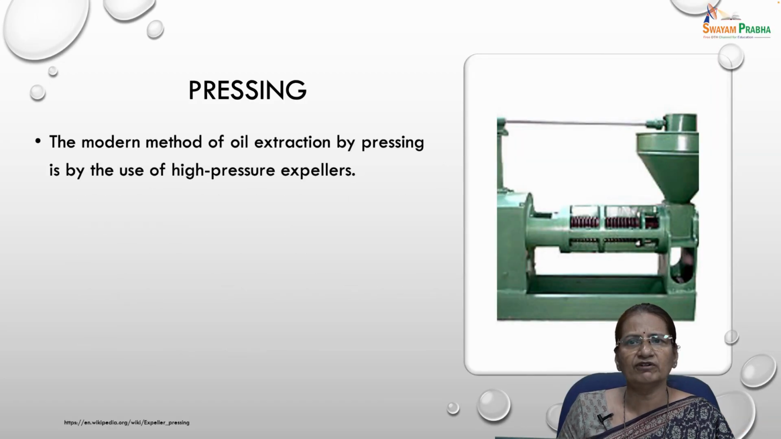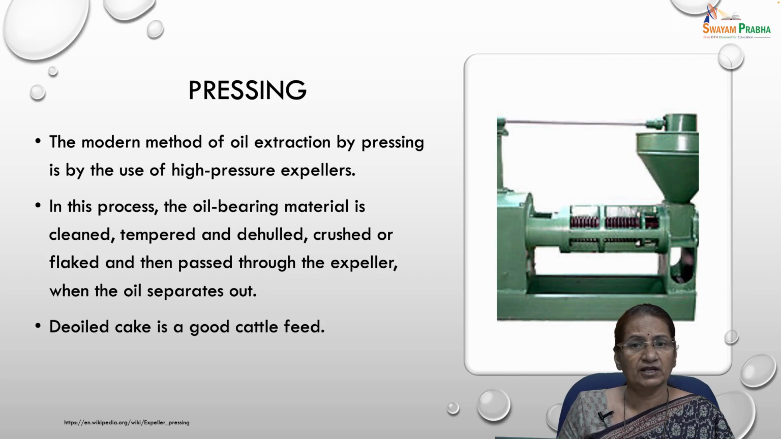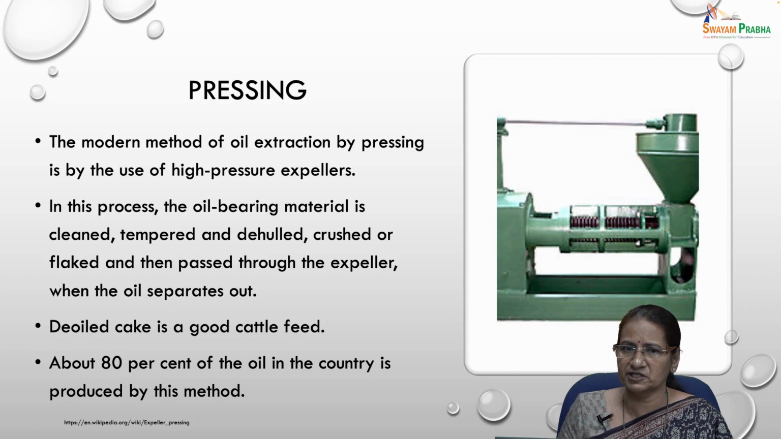The modern method of oil extraction by pressing is by the use of high pressure expellers. In this process, the oil bearing material is cleaned, tempered and dehulled, crushed or flaked and then passed through the expeller when the oil separates out. De-oiled cake is a good cattle feed. About 80% of the oil in the country is produced by this method.